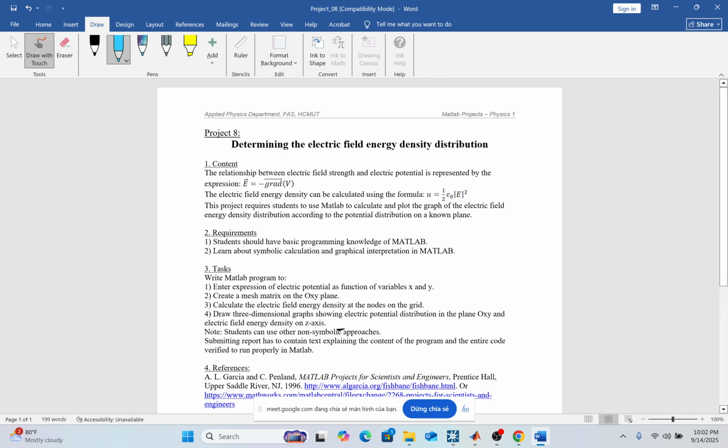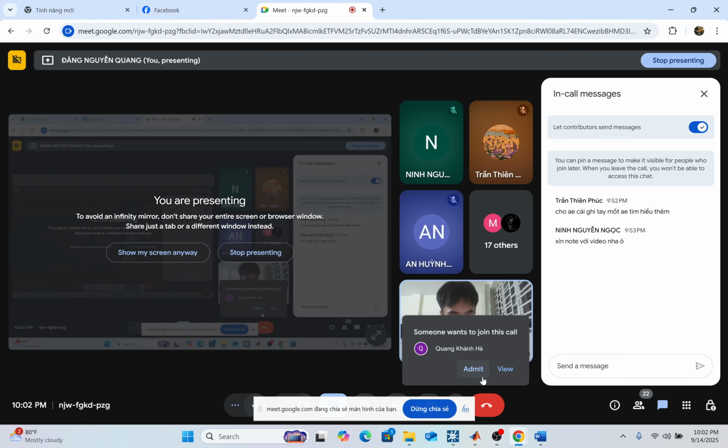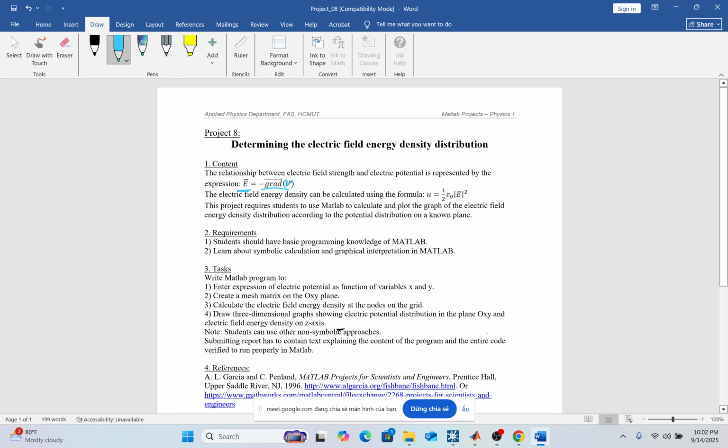So what this is saying is that the electric field is equal to the minus gradient of a potential field. This is a physics sense, but you can understand it as this.